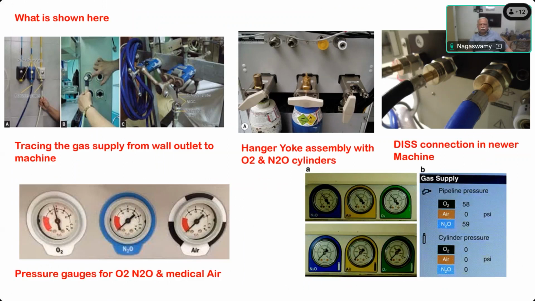What is this? The common pressure above is the pipeline pressure, and below is the cylinder pressures. So both the pressure gauges are there, for the pipeline as well as the cylinder pressure. Older machines have only the pipeline pressure indicators. So you would not know whether the cylinders fitted in the machine are full or not. So they have now incorporated the pressures in the cylinder.